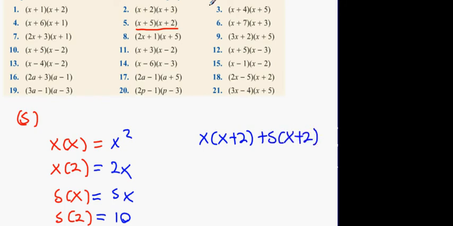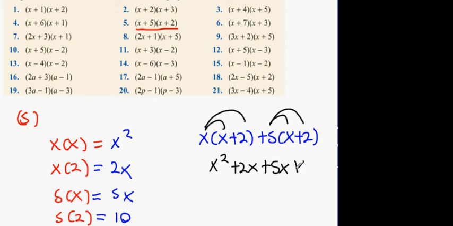Alright, can somebody call me out to answer this one? Joey. So X by X is X squared. X by 2 is 2X. 5 by X is 5X. And 5 by 2 is 10. Got it. And then the middle part? 10X. Oh, no, 7X. 7X in the middle plus 10.